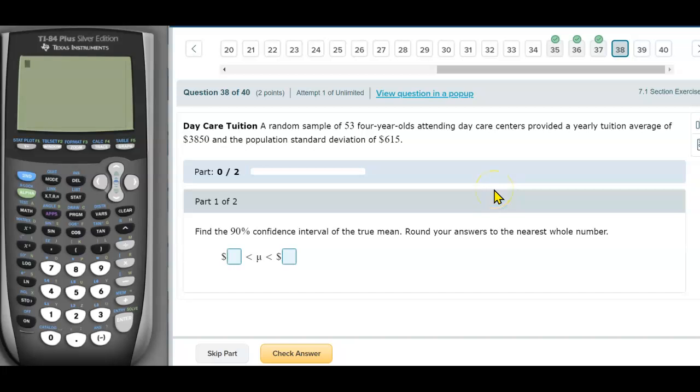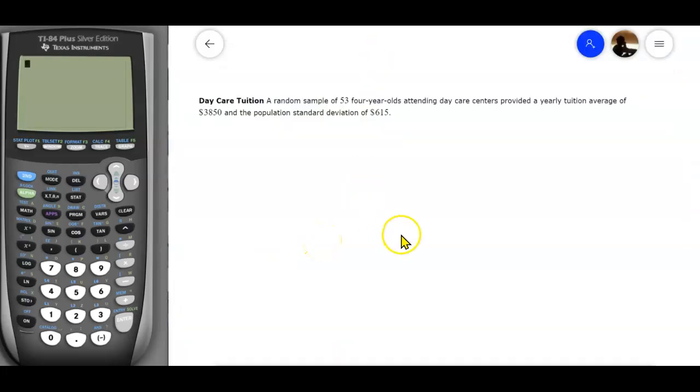All right, so in this question, I'm giving the average of a random sample of a size of 53. The average is going to be 3850, and I'm giving as well the population standard deviation, which is 615. And I'm required to find the 98th percentile confidence interval. All right, so let me get into the whiteboard.